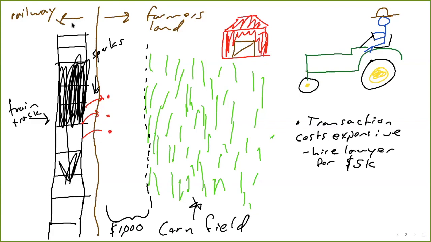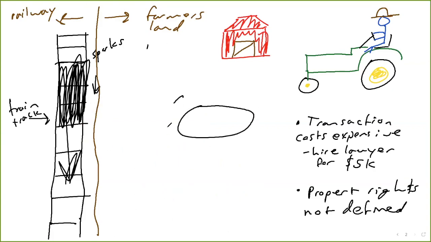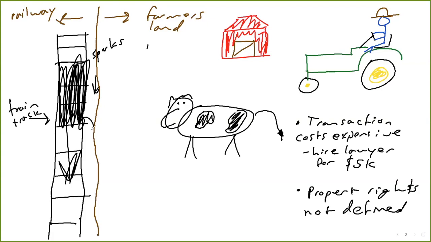The other is if property rights are not well defined. So let's mix this up a little bit. Let's say instead of growing corn, the farmer is raising cattle. So here's an ugly looking cow. And let's say that the train is coming by and there's smog coming off of the smokestack into the grazing area, and the cow ends up dying from pollution from the train.